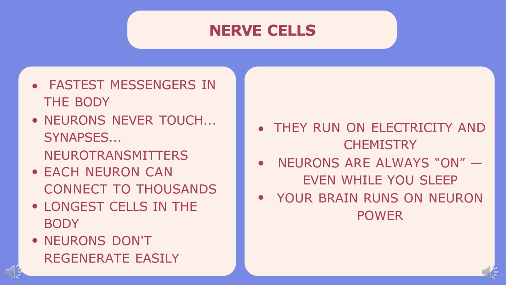Yet despite their strength, neurons are fragile. They don't regenerate easily, which makes protecting your nervous system incredibly important. These electric, chemical, and deeply complex cells are what make you you.